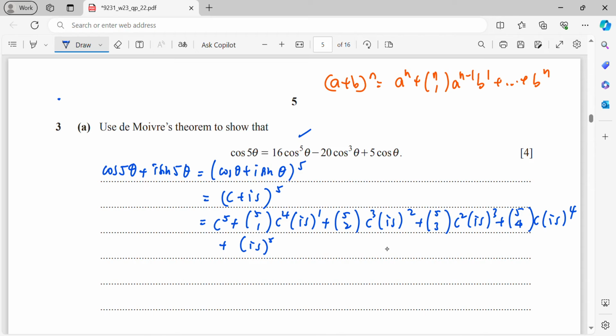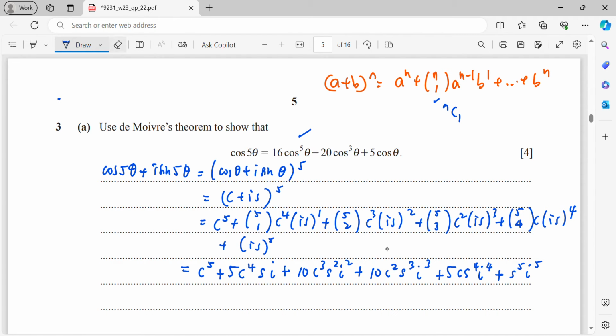So here is going to be c^5, 5C1 is 5, so 5c^4 is, so I write is, right? Then 5C2, this is combination, this is same as nC1, right? So 5C2 is 10, then I get c^3 s^2 i^2, then plus 5C3 is also 10, then I get c^2 s^3 i^3, then 5C4 is 5, c s^4 i^4, then s^5 i^5. Okay, now simplify.